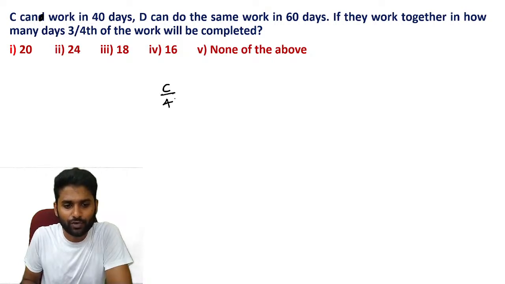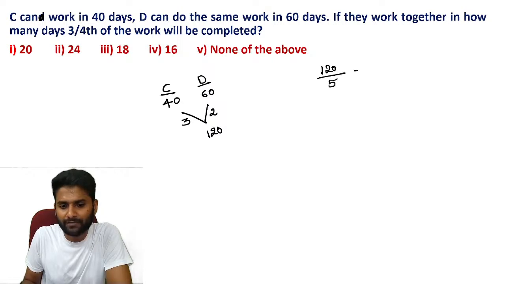Now C takes 40 days, D takes 60 days. Total work, common multiple 120 units. C efficiency 3 units, D efficiency 2 units. Now for a full work, how much time does it take? 120 divided by 5, it takes exactly 24 days.